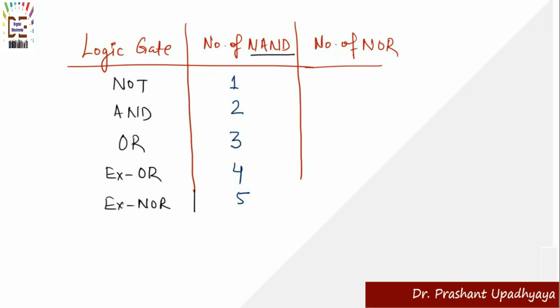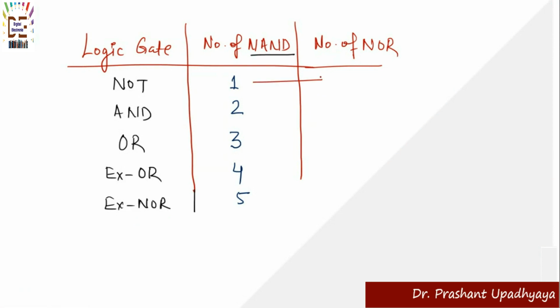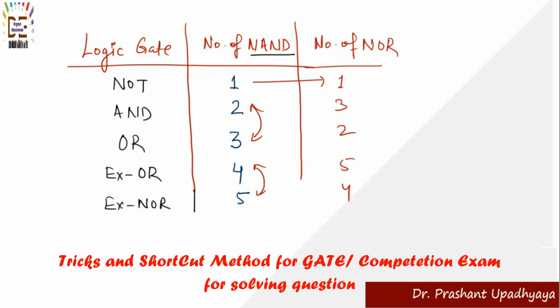You know, NOT is going to remain the NOT only in the NOR also. This is going to remain the same, so this will be 1 only. This 2 is going to be interchanged, so this will become 3, and 2. This will be interchanged, so this will become 5 and 4. So this is how you are going to see it. So thank you everyone.